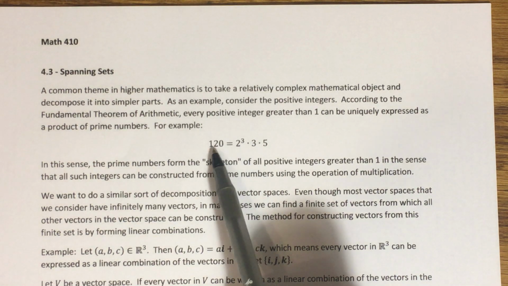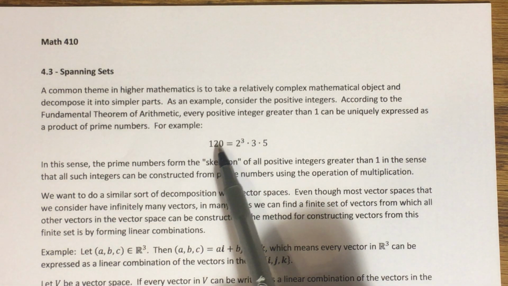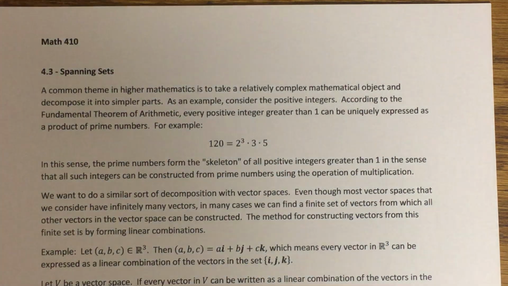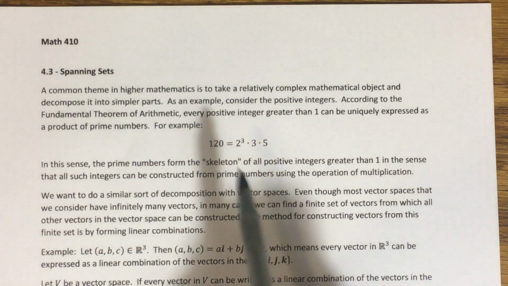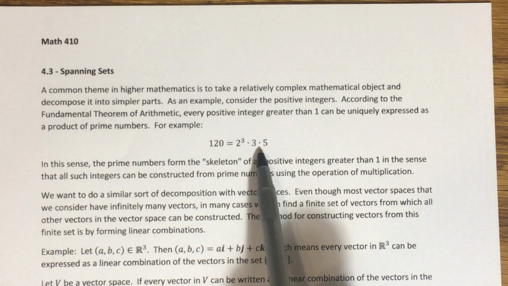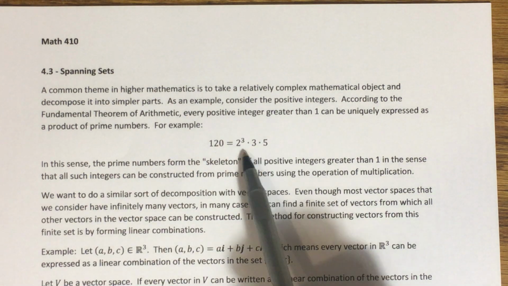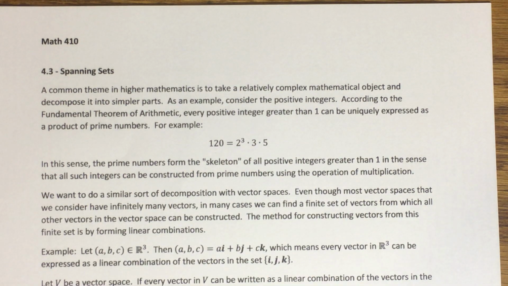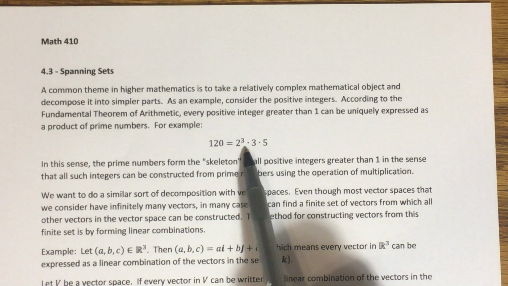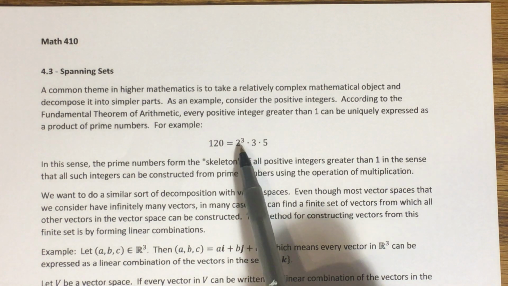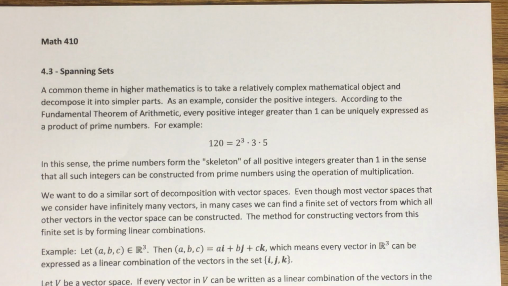So take, for example, the number 120. We can break this down into a product of prime numbers: 2 to the third power, so 2 times 2 times 2 times 3 times 5. The fundamental theorem of arithmetic is what guarantees that this decomposes into a product of prime numbers, but not only that, it says that this is a unique decomposition. There's no other set of prime numbers that also multiply to 120, not counting rearrangements of the same numbers we have here.